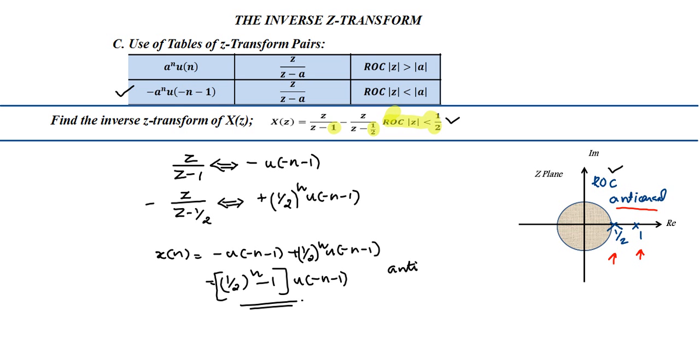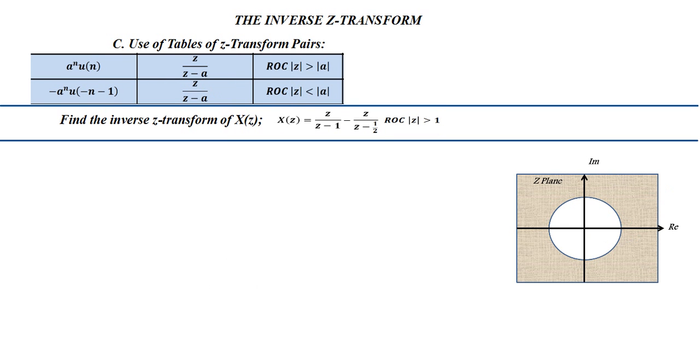Okay, now we'll check the next question. Here again the factors are same, z by z minus 1 and z by z minus 1 by 2, but the ROC is given modulus of z greater than 1. If modulus of z greater than 1, it means we need to verify the poles.